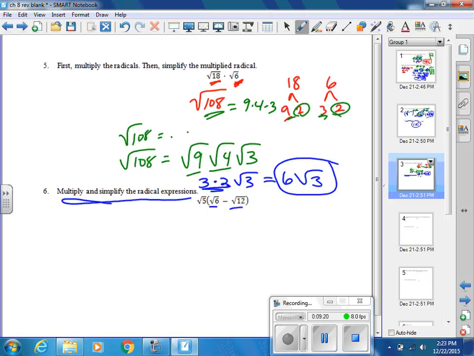Now down here it says multiply and simplify the radical. Okay, I can't combine anything inside my parentheses there. That's the first thing we always want to check. But I am going to go ahead and just multiply. See what I can do. So, square root of 5 times square root of 6 gives me the square root of 30. Okay. Then I have minus 5 times 12 is the square root of 60.